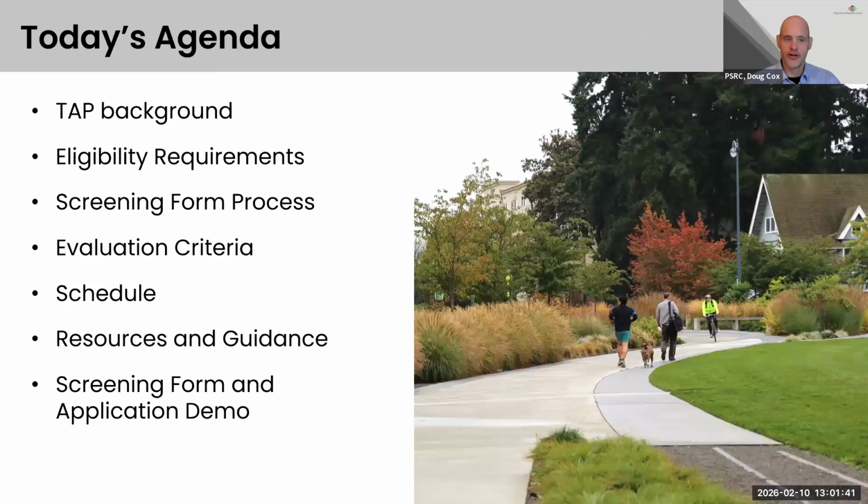So for our agenda today, we're going to provide a bit of background on the TAP program. We'll talk about the various requirements to be eligible to participate in this competition, including the screening form process, which is a critical step that needs to be completed prior to responding to the scored project evaluation criteria that we'll also cover. Then we'll go over the schedule of the key milestones in the process, and we'll show you where you can find the detailed resources we have available on our website to help you as you complete your screening forms and applications, in case you haven't found those already.